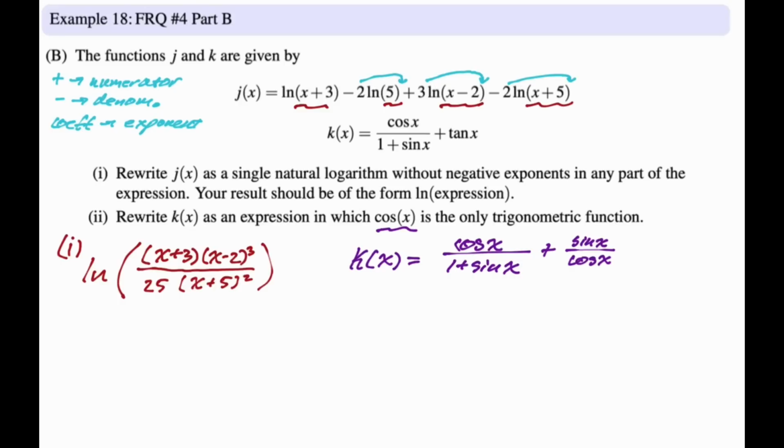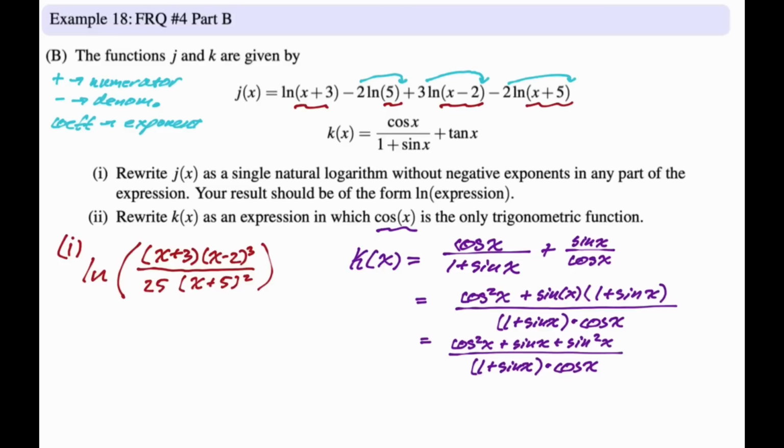Then common denominator is a really common thing to do, so I'm going to do that. So the first fraction needs cosine over cosine. The second fraction needs 1 plus sine over 1 plus sine. The only thing to do here is expand the numerator. So I'm going to expand cosine squared plus sine squared over 1 plus sine times cosine. Okay, then I see sine squared plus cosine squared. That's a Pythagorean identity. That's 1, so this just becomes 1 plus sine over 1 plus sine cosine. Then I can cancel a 1 plus sine. I get 1 over cosine.